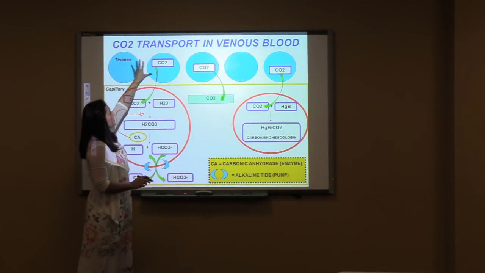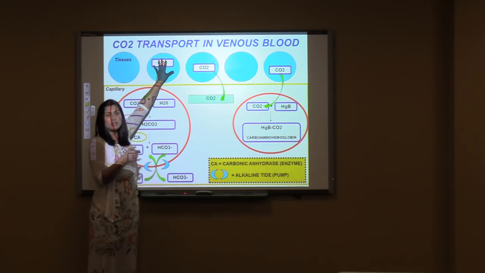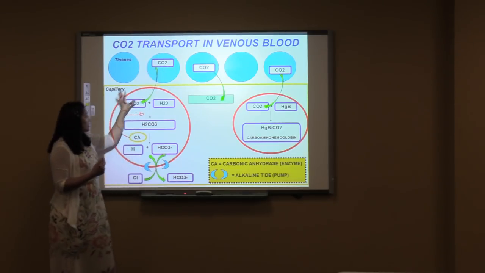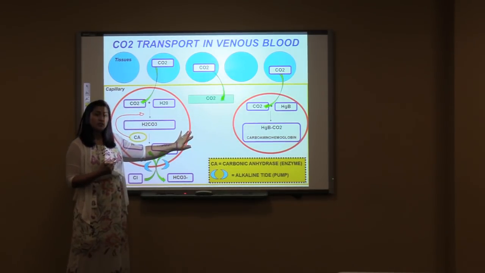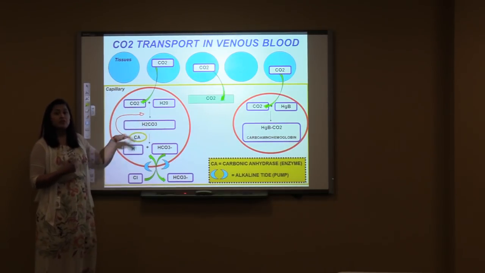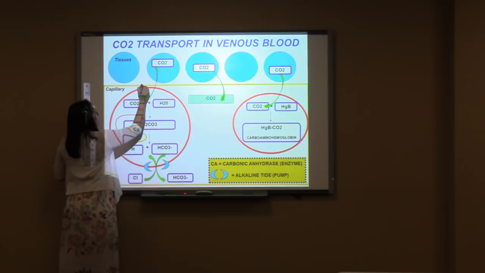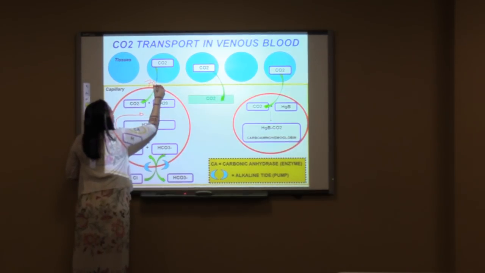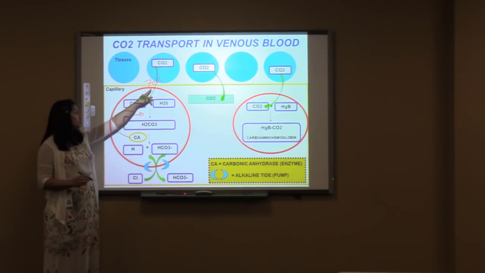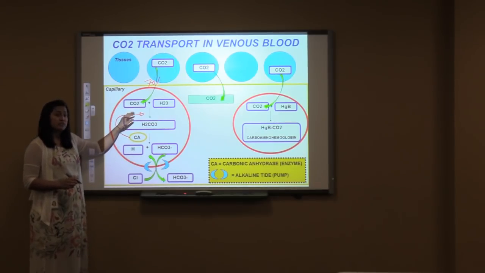Here are your tissues, meaning your liver cells, your kidney cells, your eye cells, your heart cells, etc. They are built up of carbon dioxide. This is a capillary with red blood cells in there. And we're going to see what happens when carbon dioxide enters a capillary. So 70% of CO2 will diffuse out of our tissues, enter a capillary, and enter a red blood cell.